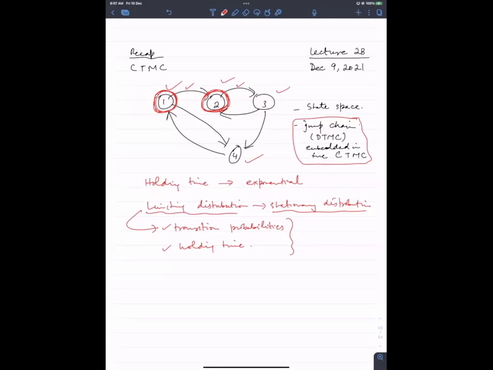But in general, the limiting distribution or stationary distribution for CTMC will be dependent upon the transition probabilities as well as the holding times. For CTMC. Discrete time ke liye, we did not need these holding times. In fact, there were no holding times. Discrete time mein stationary distribution kahan se pata chalti thi? Sirf transition probability matrix se aapko pata chal jati thi. You were able to find the stationary distribution out of that.